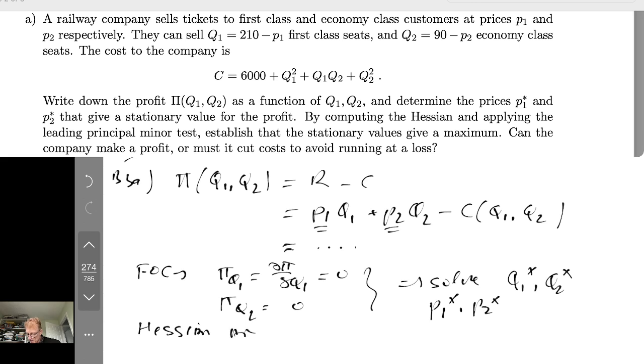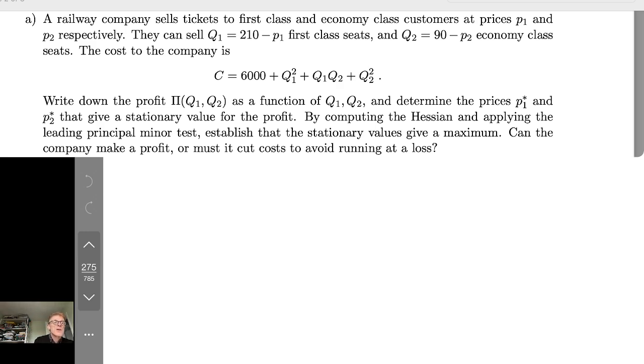and evaluate it at the critical point, Q1 star, Q2 star, and then use the PMT to get a classification to see whether it's a maximum, and subsequently you need to determine whether the total profit pi is positive or negative, is a profit or a loss, and then draw a conclusion whether you need to suppress the cost.